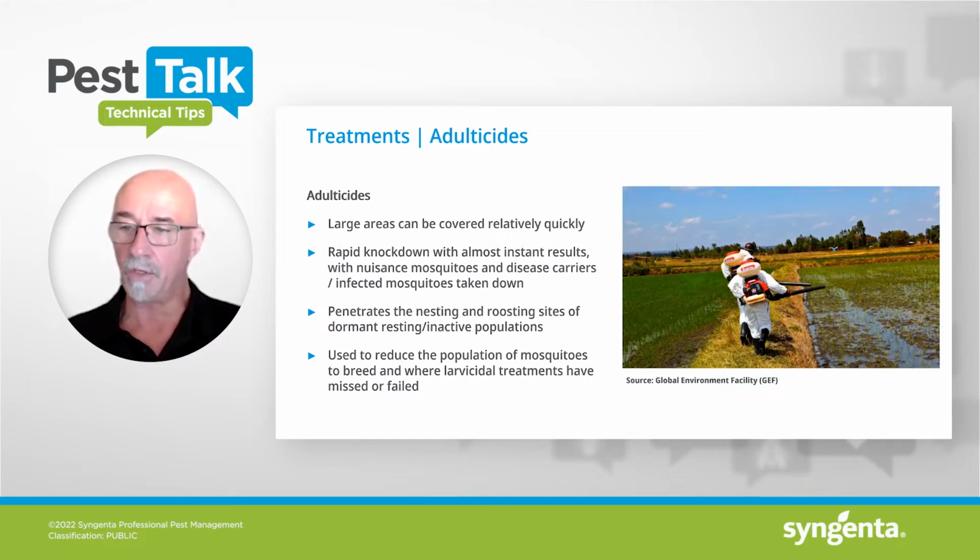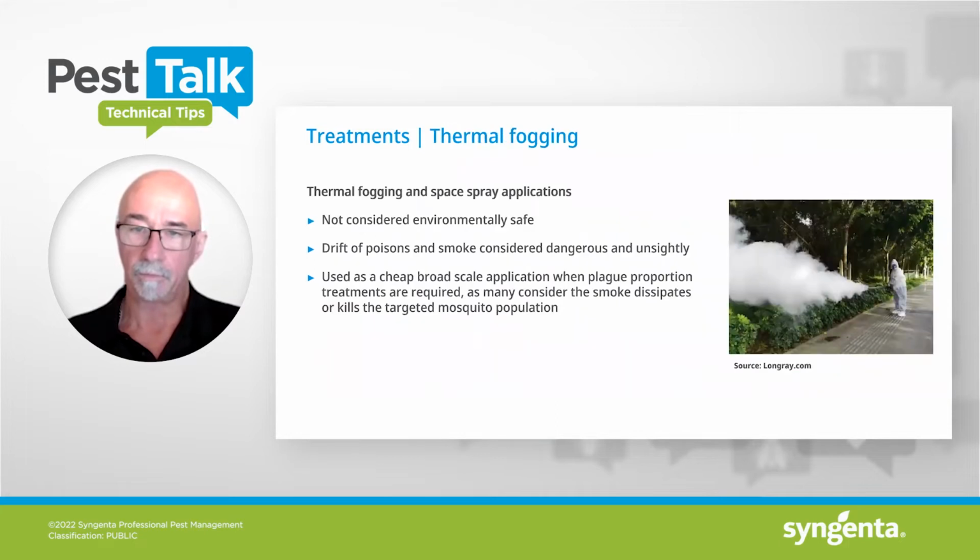Penetrates the nesting and roosting sites of dormant, resting and active populations, and is used to reduce the population of mosquitoes to breed, and where the larvicidal treatments have missed or failed. In the shadows of trees and other places where we can't get those larvicides with aerial applications is an area that we can do adulticide spray applications.